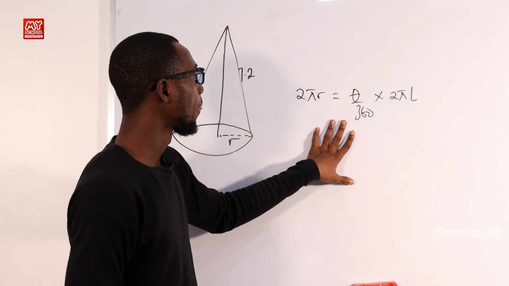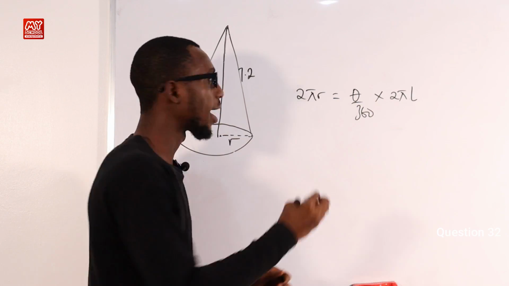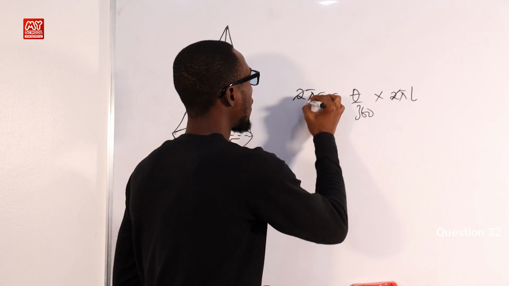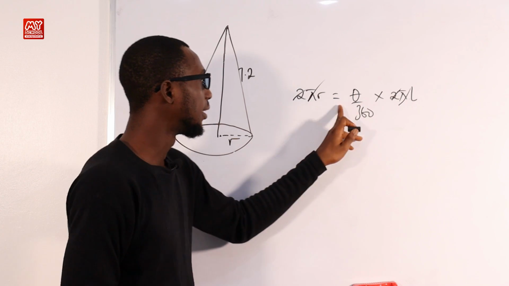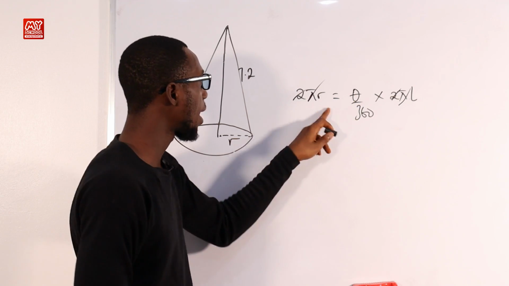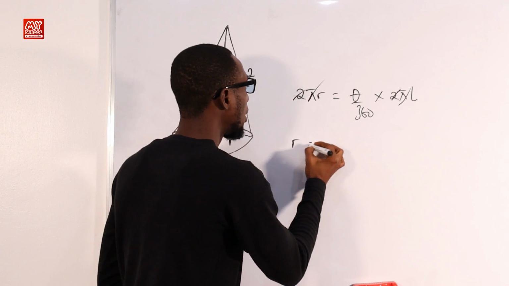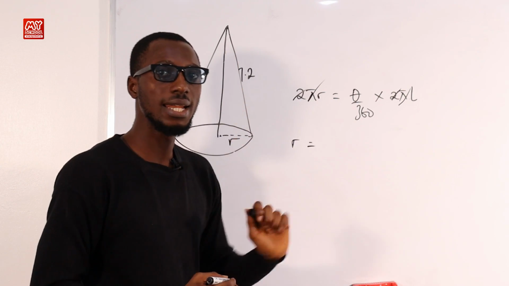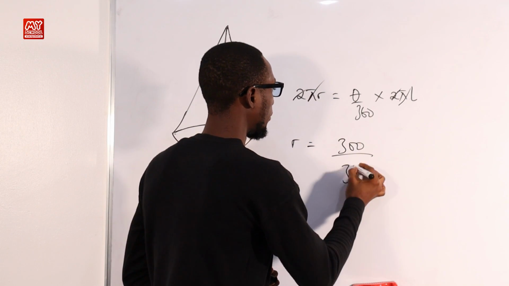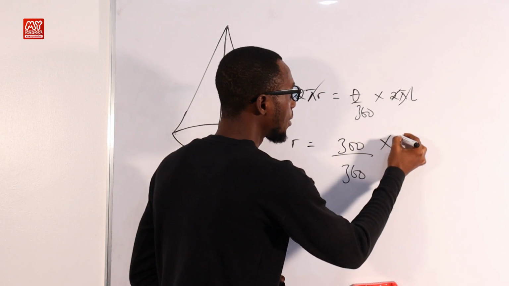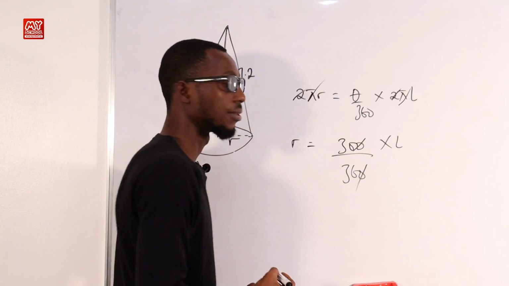All right, so what do we have to do next? We just have to strike out the similar values. We have 2, we have 2, we have pi, we have pi. So we are left with r equals L times theta over 360. So we are asked to find the radius r for the base of the cone. So we have r equals, the angle subtended is 300 degrees, times L.